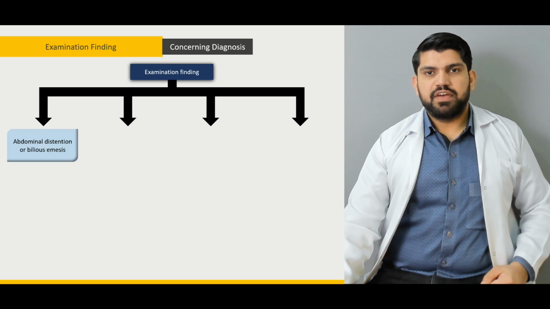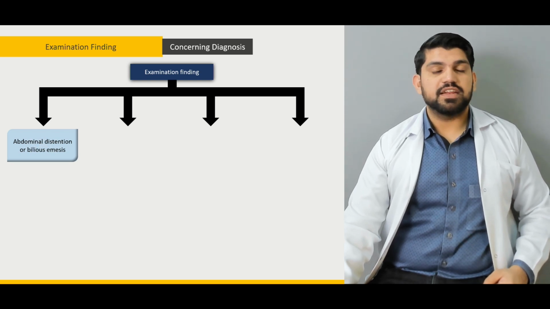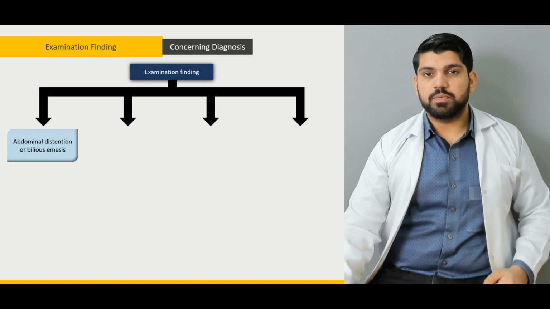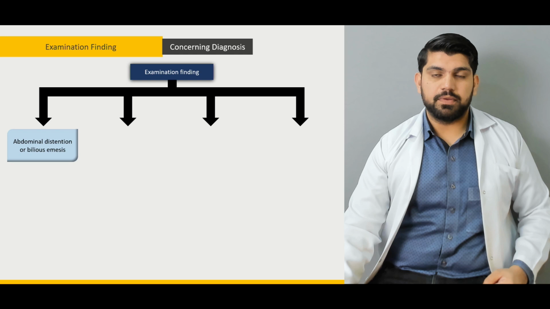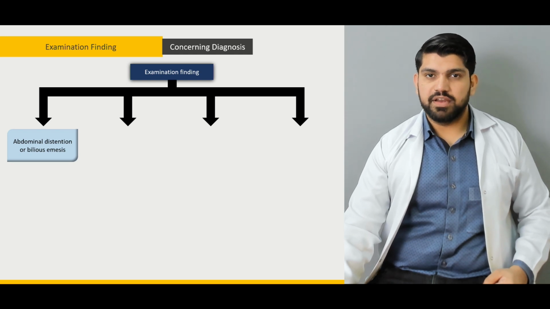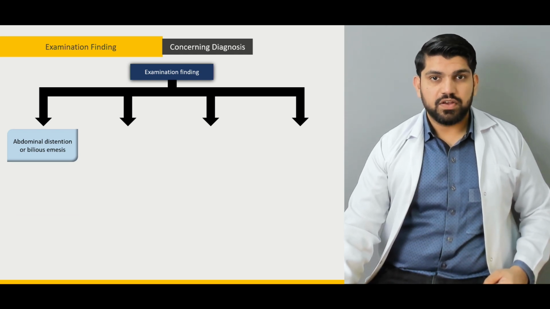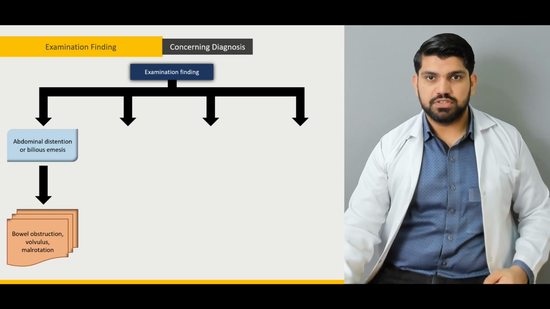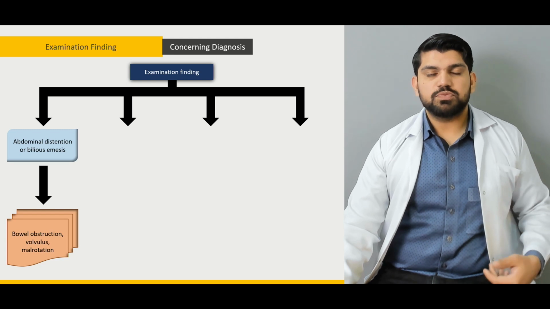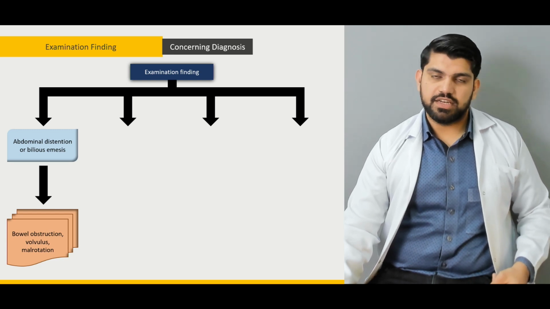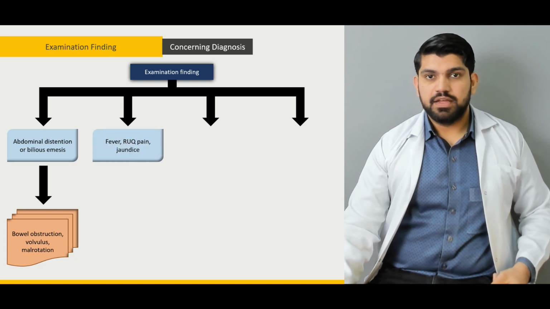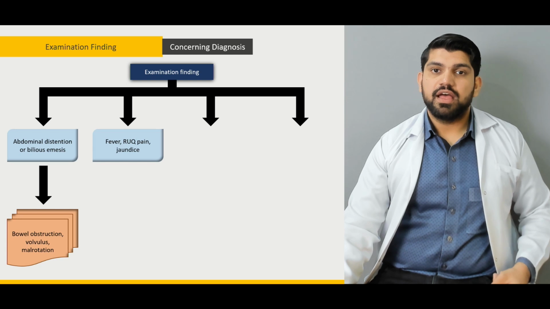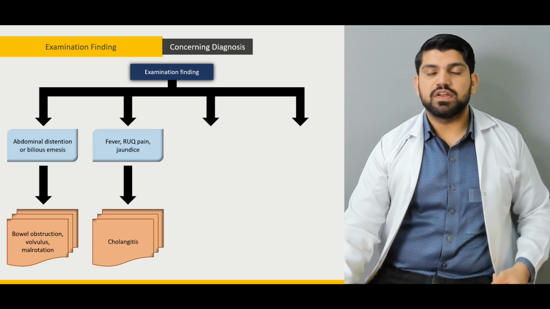With examination findings, there are multiple things that you can elicit in a patient presenting with any sort of abdominal pain. For example, if a patient presents with abdominal distension or bilious emesis, think of constipation, bowel obstruction, volvulus, or malrotation. These things will be explained in detail further in this lecture. Next, if a patient presents with fever, right upper quadrant pain, and jaundice, think of cholangitis.